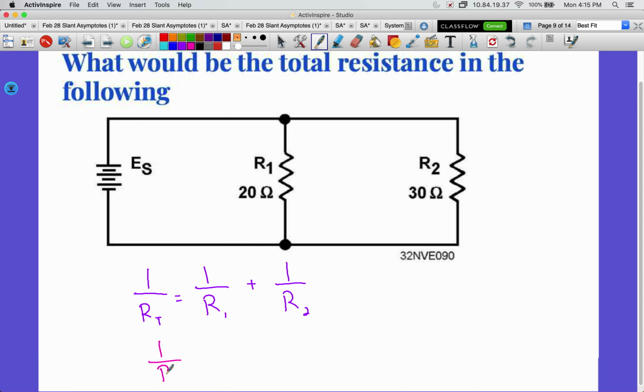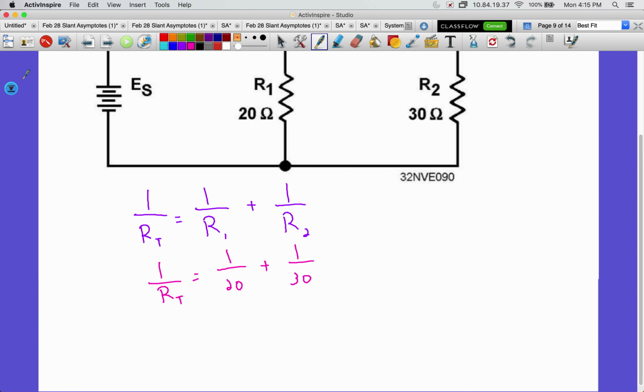So 1 over RT equals 1 over 20 plus 1 over 30. And now to solve this, we need to combine these. The least common multiple between 20 and 30 is 60. We don't have to multiply them by each other quite. We can just multiply by 2 and 3 because they both have a factor of 10 that we don't have to repeat. Whenever I do the bottom, I do the top.